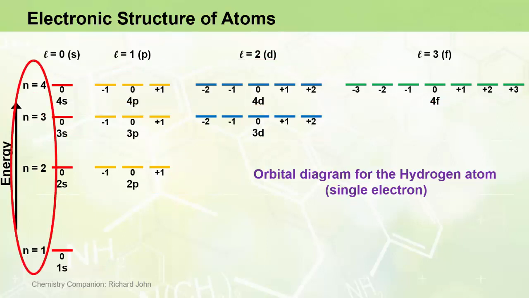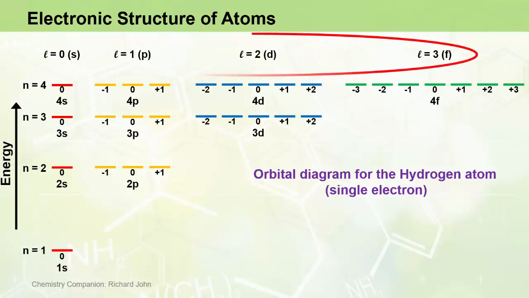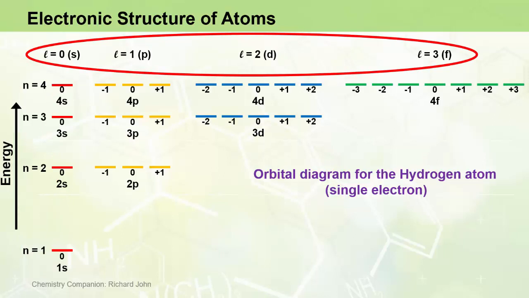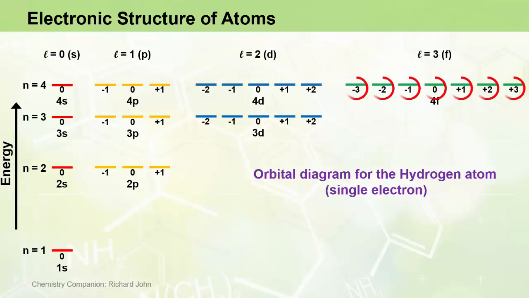N, which describes the overall energy of orbitals and any electrons that reside in them. L, which describes the shape of the electron distribution within orbitals and subshells. And ML, these numbers under the horizontal lines, which go from -L up to +L for each subshell, and which describe the orientation of the electron distribution for each orbital within a subshell.